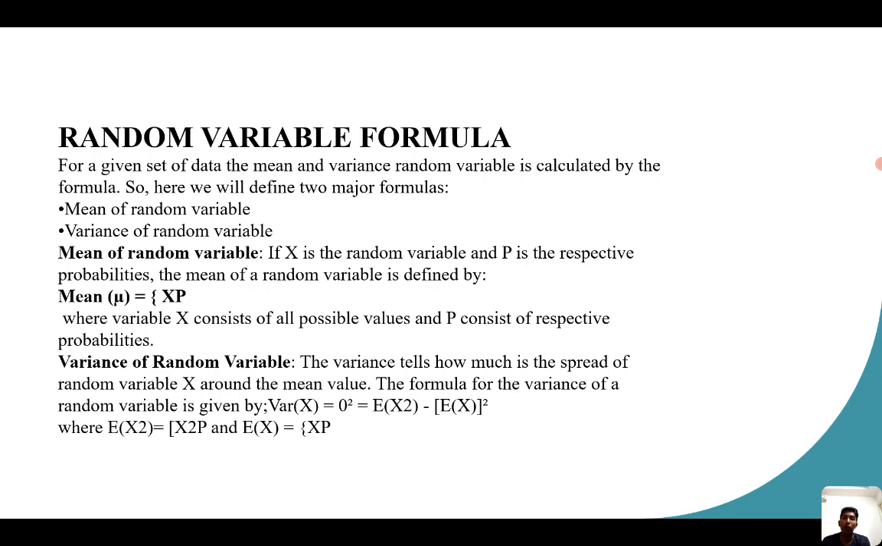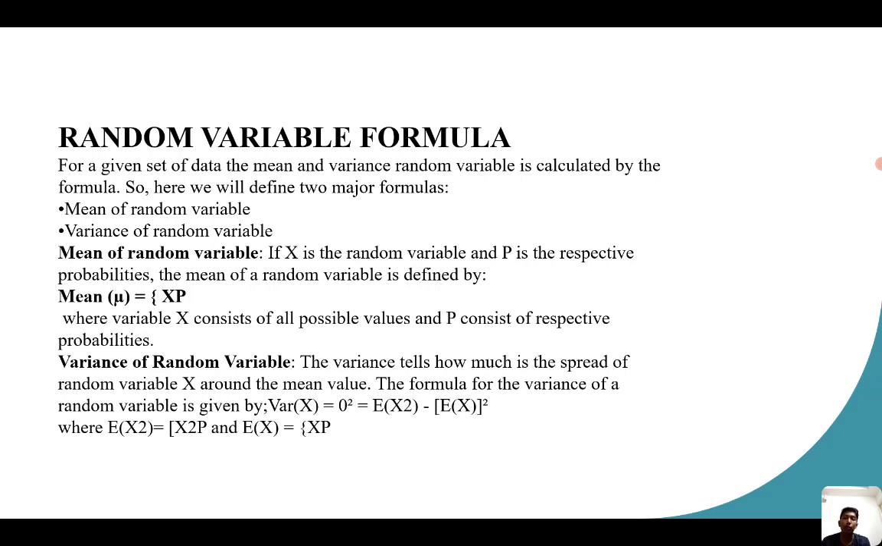Random variable formula. For a given set of data, the mean and variance of a random variable is calculated by the formula. So here we will define two major formulas: mean of random variable, variance of random variable. Mean of random variable. If x is the random variable and p is the respective probabilities, the mean of a random variable is defined by mu, which is the sum of xp, where variable x consists of all possible values and p consists of respective probabilities.